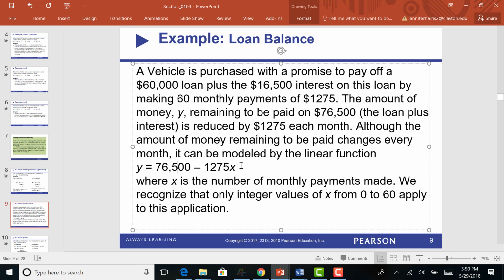So that's your y-intercept. Wherever it touches the y-axis is the y-intercept. And what's the rate of change? 1275. Negative or positive? Negative, because you are paying it off. So you do want that number to be negative, don't you? Of course. Otherwise, if it was positive, you'd still be paying more money.